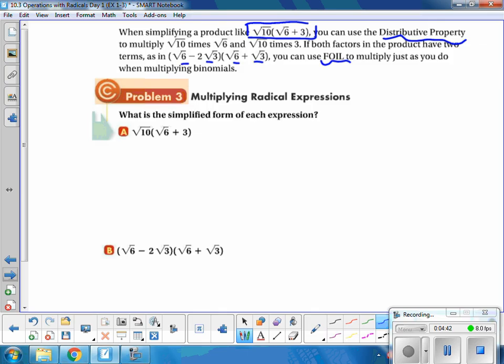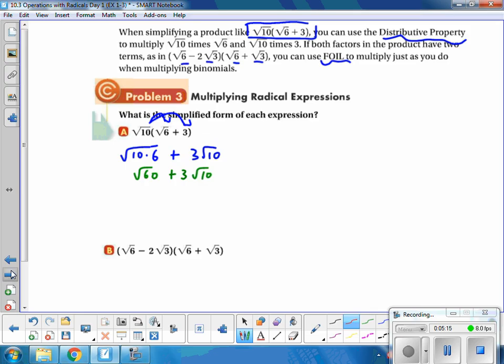So for instance on A, I'm going to distribute square root of 10 times the square root of 6. You probably won't write it all out this much, but I'm going to, just so you can continue to see what's going on, and that is 3 times the square root of 10. And this ends up being square root of 60 plus 3 times the square root of 10. Now in 60, I can factor out a 4 and a 15.